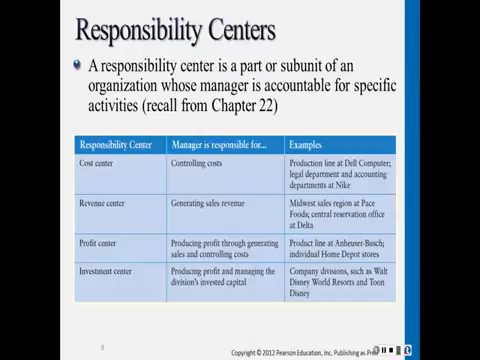Revenue center. The manager is responsible for generating sales revenue. Examples are the Midwest sales region at Pace Foods and the central reservation office at Delta. A profit center. A manager is responsible for producing profit through generating sales and controlling costs. Examples are the product line at Anheuser-Busch and individual Home Depot stores. Investment center. A manager is responsible for producing profit and managing the division's invested capital. Examples are company divisions such as Walt Disney World Resorts and Toon Disney.